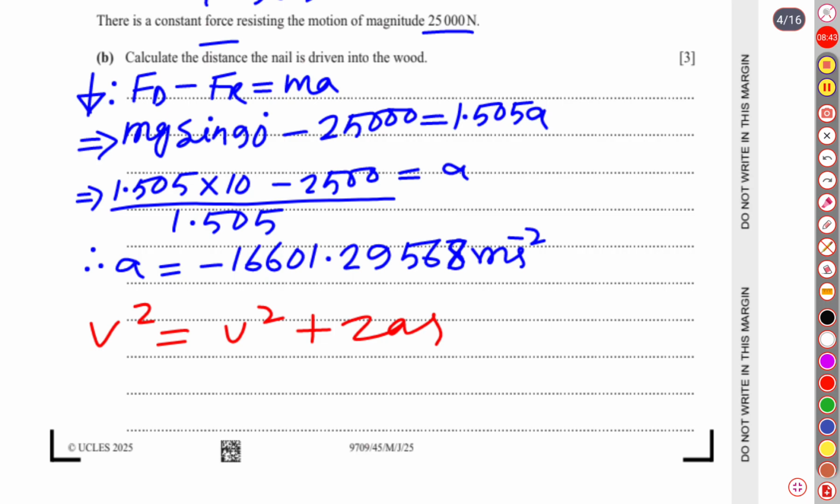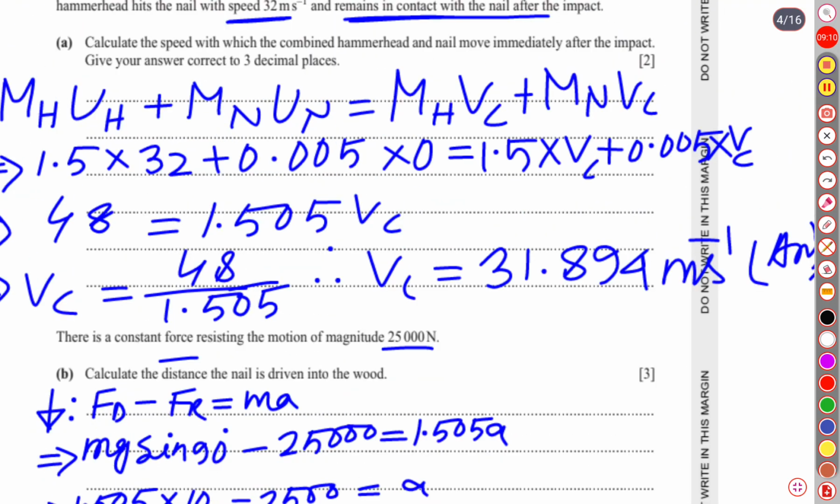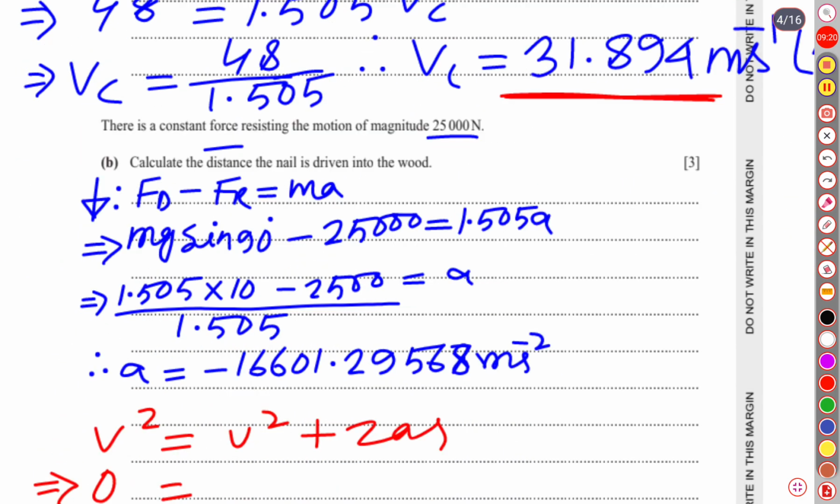So v is the final velocity of the object. It must be zero, because when the nail was hit by the hammerhead, finally they came to rest. That's why final velocity is zero. Initial velocity was 31.894. From the previous question, we can use this. Let us see. How much was it? This is our initial velocity while it hit.